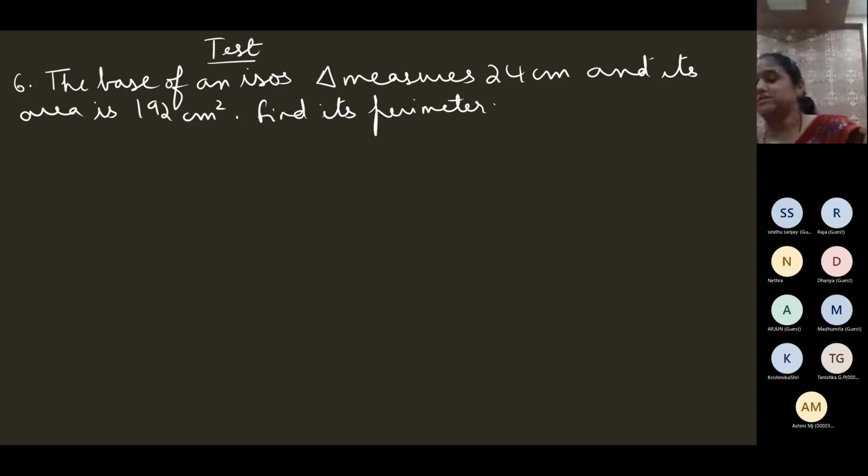Yeah, others complete. Yes, ma'am, I too got 64. Perfect. 64 centimeters, the correct answer. The perimeter. I only have the final answer with me, I don't have the steps. The perimeter of the isosceles triangle is 64 centimeters.